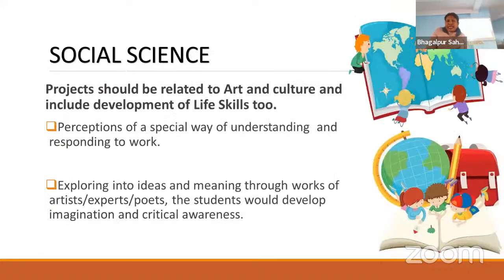Then comes the social science. Social science deals with the art and culture and includes development of life skills too. Perception is a special way of understanding and responding to work. When we make the subject very interesting, like when we teach them about the different countries, give them the flags and a world map and tell them, let's flag it.